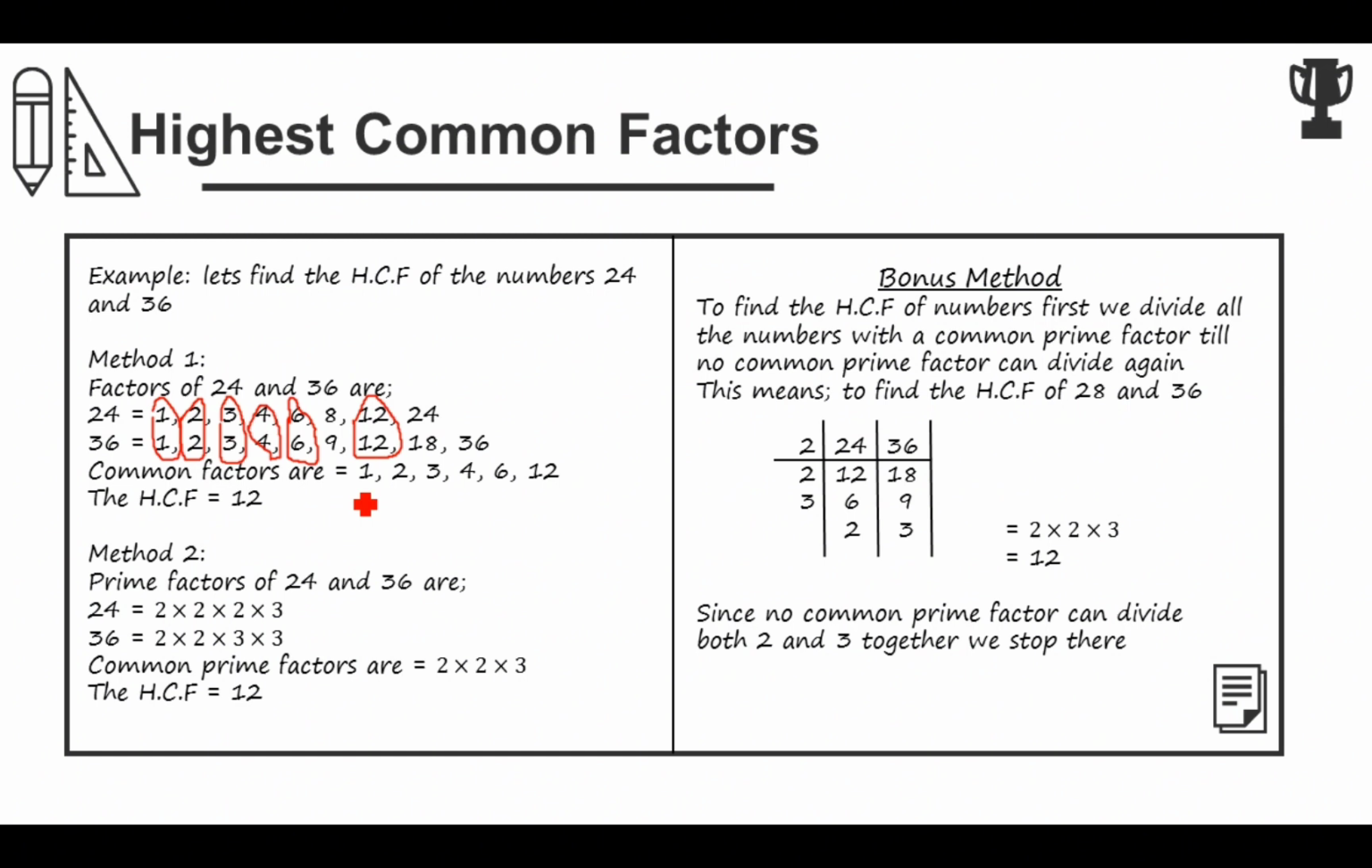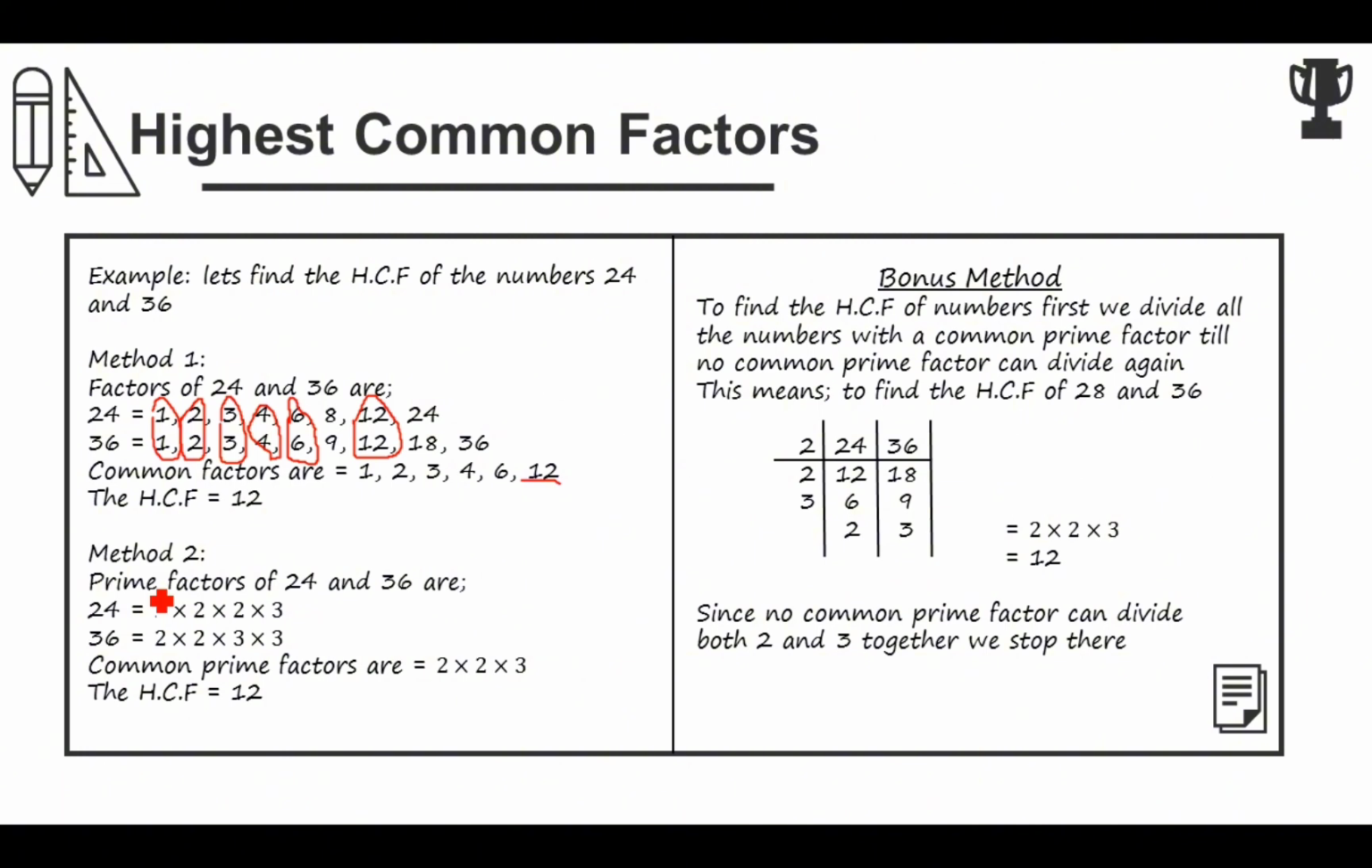From the list of common factors, we select the highest number, and the highest number here is 12. So 12 is our HCF. So either we'll do this or we'll use the second method, which is what?